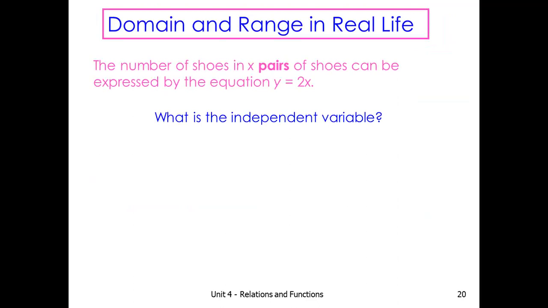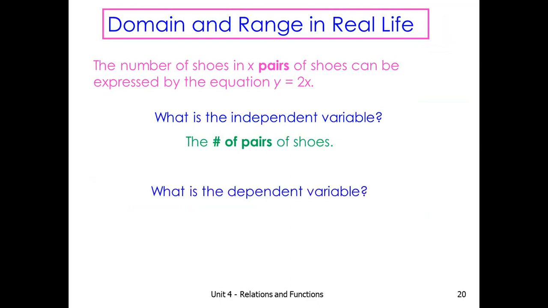Domain and range in real life. So we have the application of the following. The number of shoes in x pairs of shoes can be expressed by the equation y is equal to 2x. What is the independent variable? Okay, the variable that can be changed. We have the x, the number of pairs of shoes. Then what is the dependent variable? It is the y, the total number of shoes.